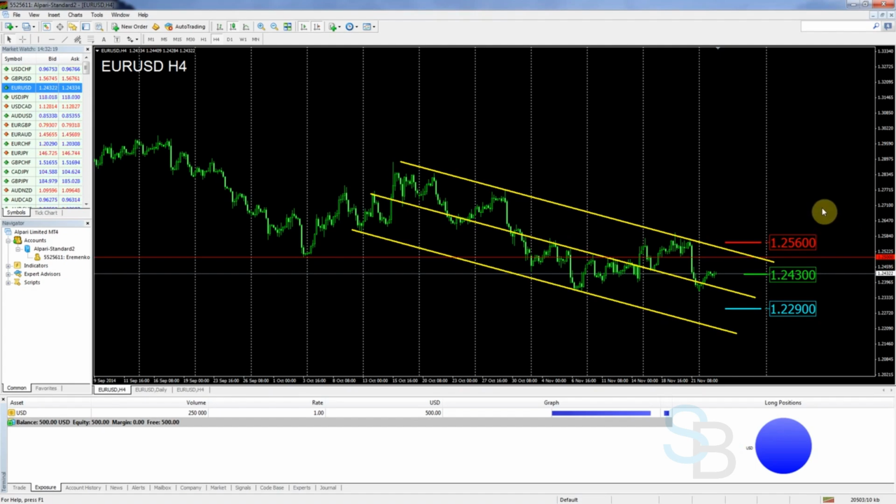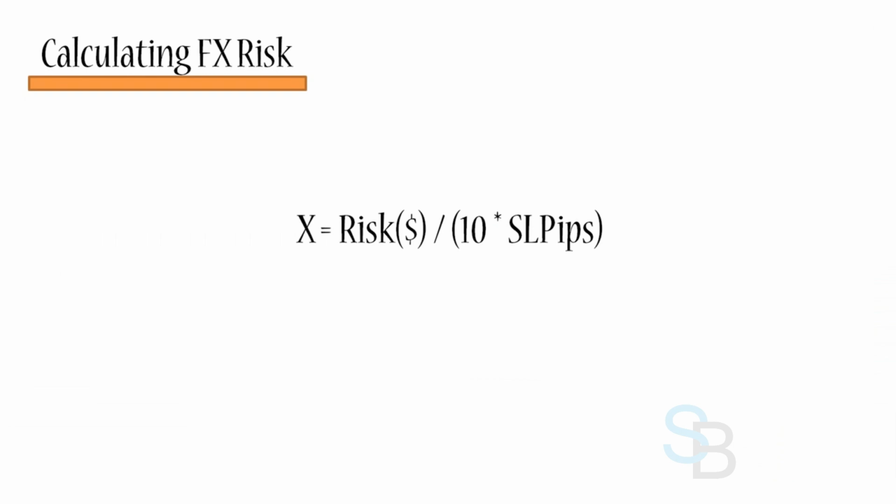And in order to do that, I'm going to quickly bring up a slide that we're already familiar with. To calculate volume of a trade, which is X in this equation, we have to divide the risk in dollar terms by 10 multiplied by the stop loss pips value. Here the stop loss pips value is at how many pips the stop loss has been set, and risk in dollar terms is the amount of money that we are prepared to lose if this is a loss trade.